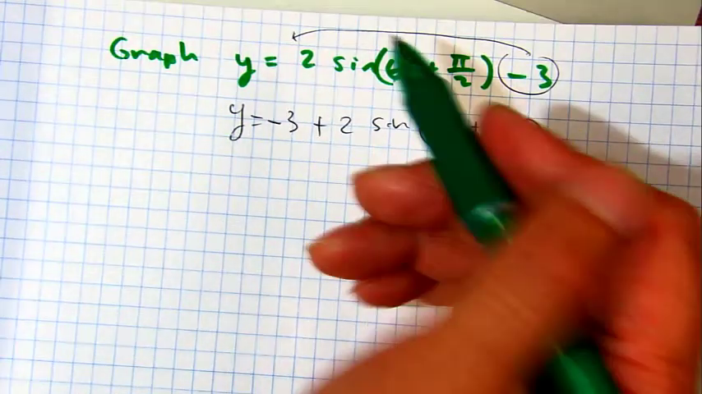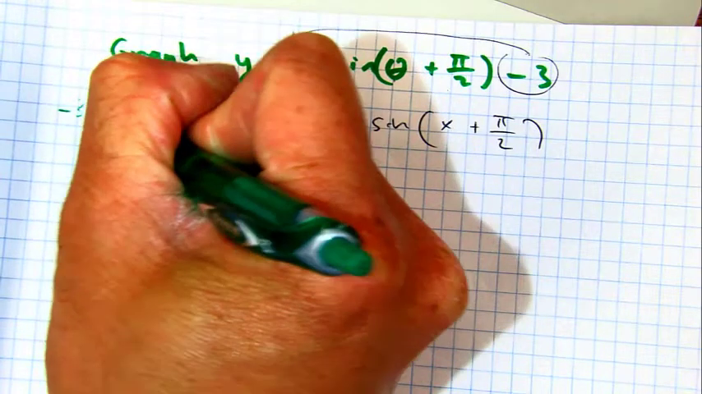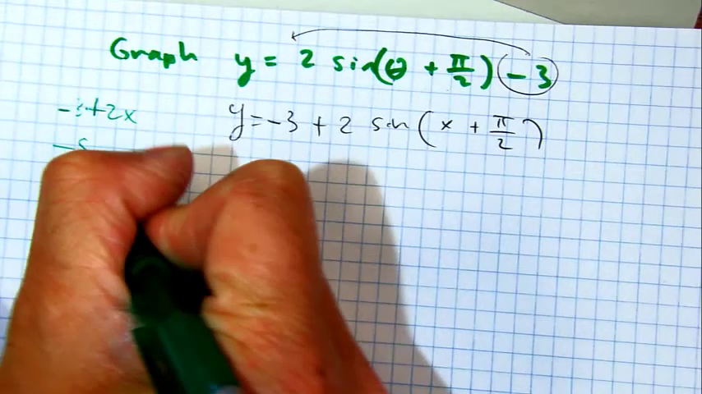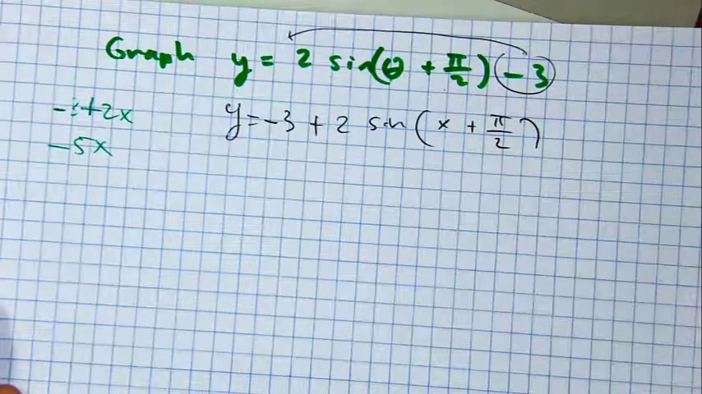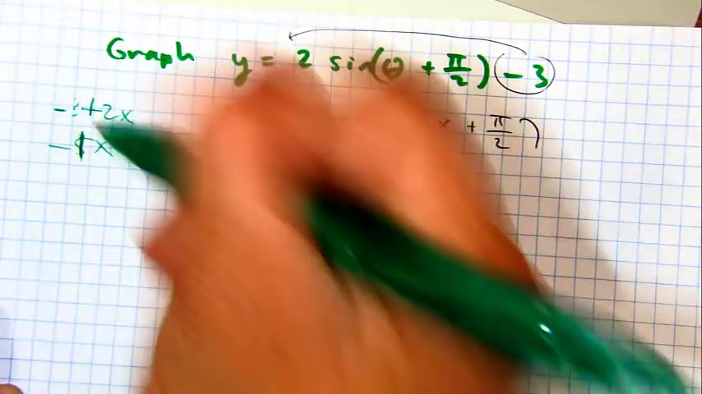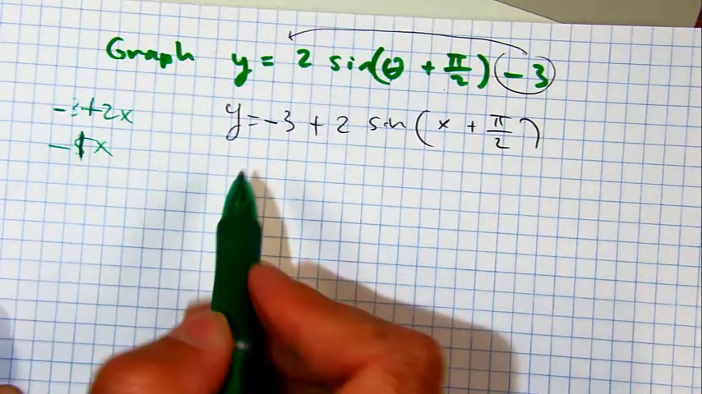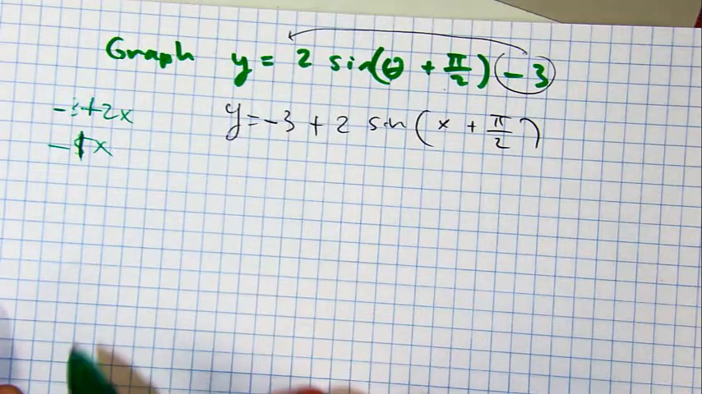That's the same idea as saying like negative 3 plus 2x. Class, would you say that that is negative 5x? Or negative 1x? No, they're not like terms, so these are not the same. You would not add those. Okay?